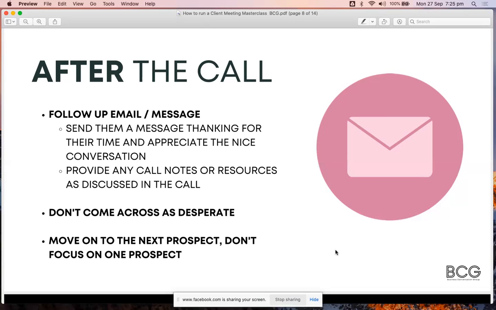You can't just look for one client one week and not look the next week. It has to be very consistent. So don't focus on one client too much, just move on to the next one. That's something I try my best to do this year, because sometimes I get emotionally attached to clients because I know I can really help them. But the reality is they may not work with you. So that's something you should definitely do.